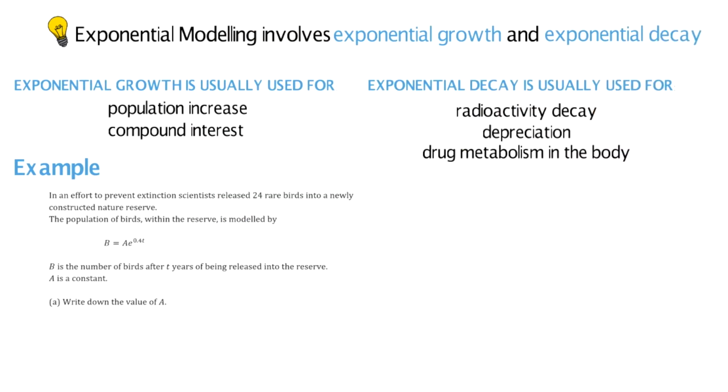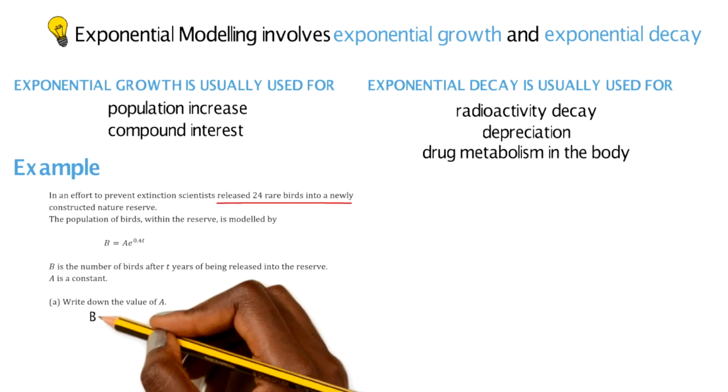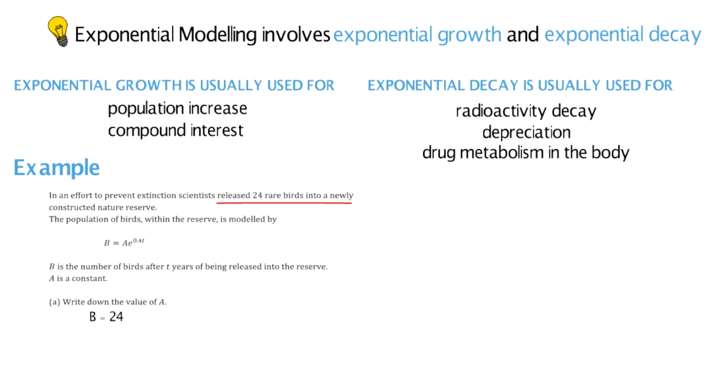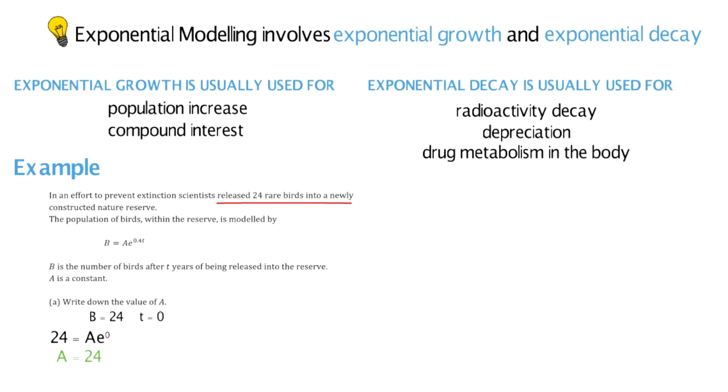So here we have an example question. It's given us this formula and it wants us to write down the value of A. It says that scientists released 24 rare birds in the newly constructed nature reserve. So 24 would be equal to B, and T is equal to 0. Then substitute those values in, and that would leave you with A is equal to 4.